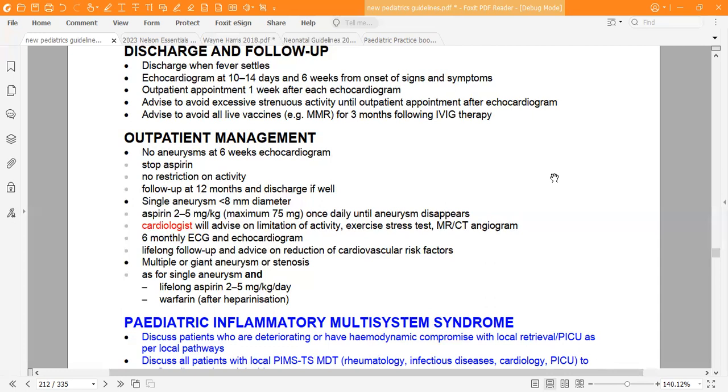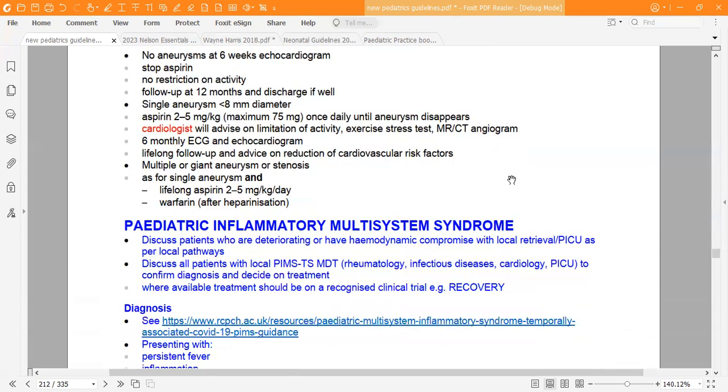Okay, if another patient got multiple or giant aneurysm or stenosis, as for single aneurysm, and lifelong aspirin 2 to 5 milligram per kg per day, we add on top warfarin after heparinization. Okay, he has to take warfarin as well on top of all the previous management.